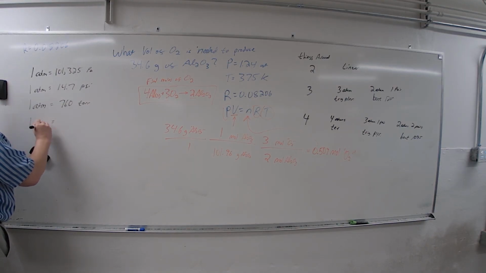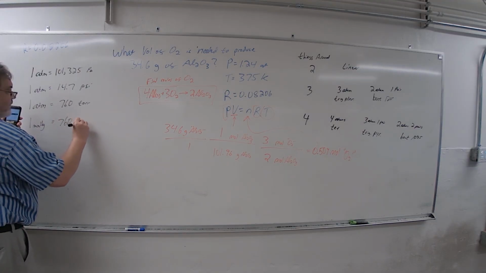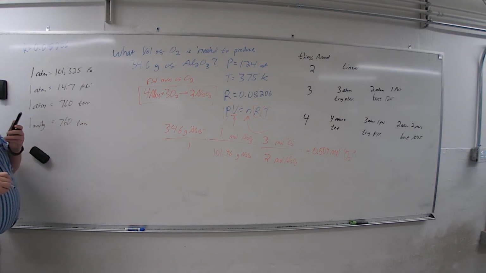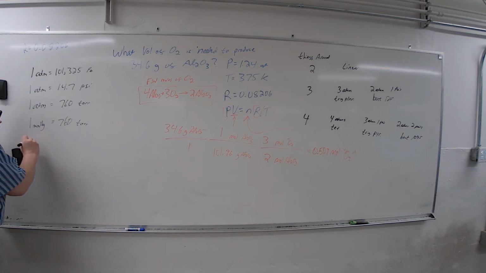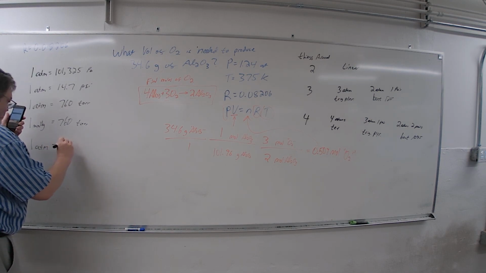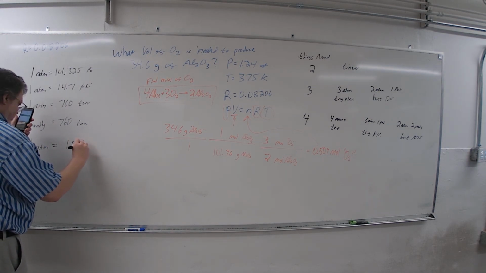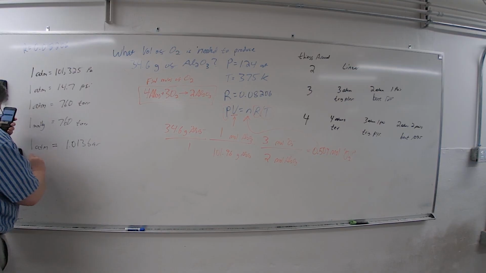Dr. Emperor, what time is the test on Thursday and Friday? Do you know off the top of your head? 3:30 to 5:45. Both days? Both days. Okay. So all of these I'll give you on the test.